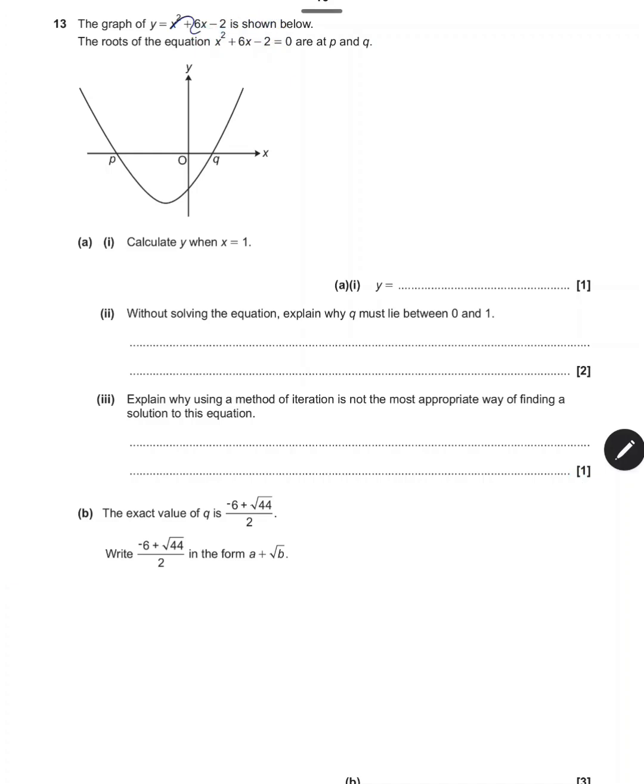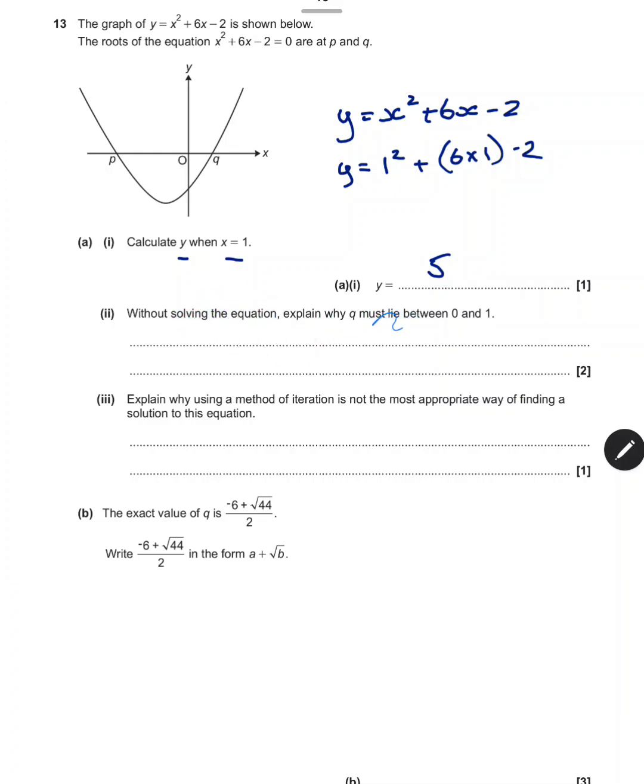Okay, question 13, we've got a quadratic, and someone's drawn the graph of that quadratic, and it says calculate y when x equals 1. All I'm going to do is put 1 into this equation. x squared plus 6x minus 2, so x becomes 1, y becomes 1 squared, add 6 times 1, 6x's, and then take 2. This is 1, add 6, that's 7, take 2, which is 5.